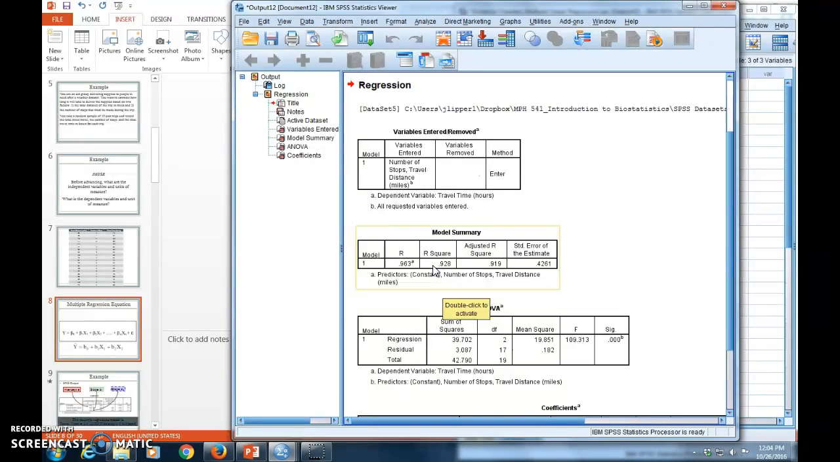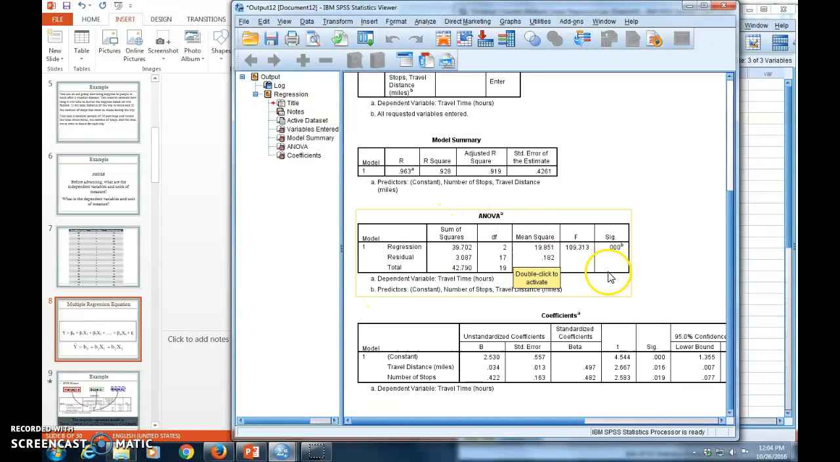If I was writing up this data, I could say this is a good model. We don't have to look any further. 92% of it's explained here. So when we're trying to predict how long the travel time is, we really can just look at these two variables, which are easier to estimate. I can estimate these from my desk. I don't have to worry about the topography of the land or anything like that.